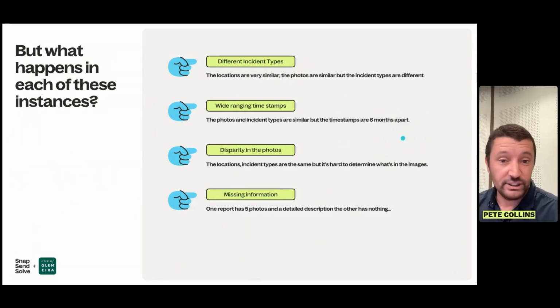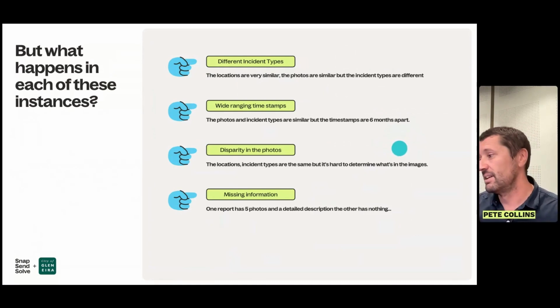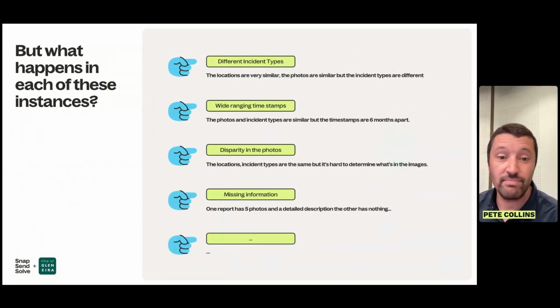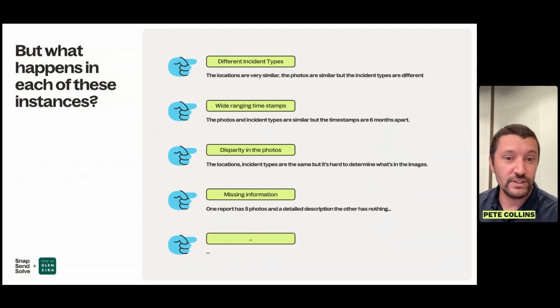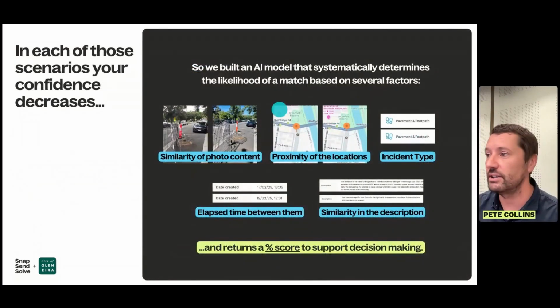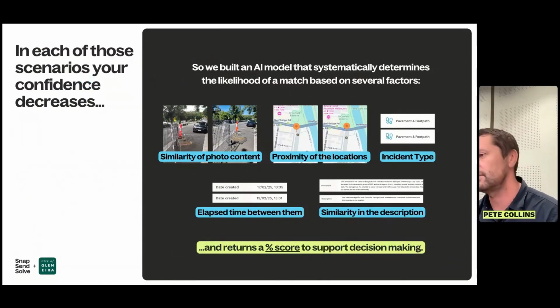Maybe there's missing information in one of the reports. So one report might contain 5 photos and a very detailed description. Another report might only contain 1 photo or no photo at all, maybe. And then there might be a whole host of other reasons why reports might be different. But what's happening in each of those instances is it's much harder to confirm if it's actually a duplicate. Your confidence about determining a duplicate decreases in each of those scenarios, right? So how do we choose to solve this?